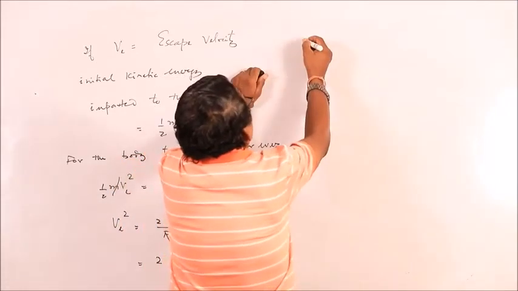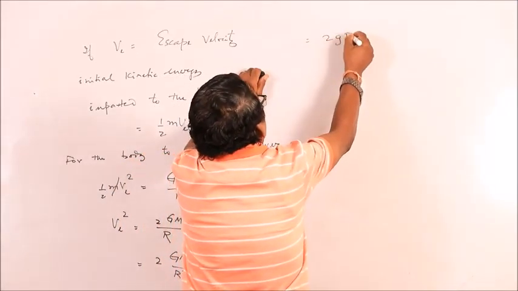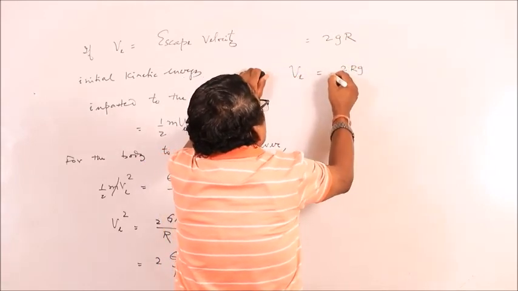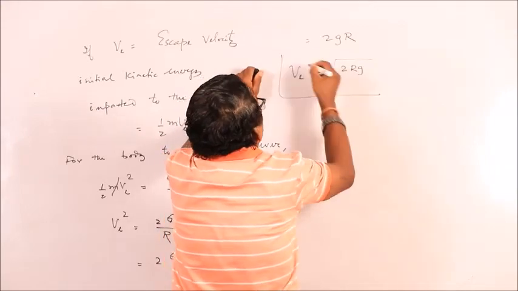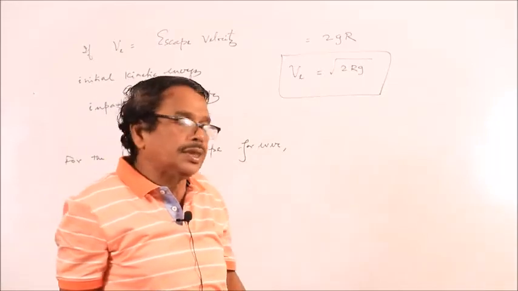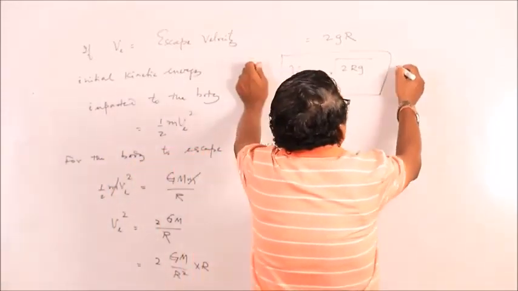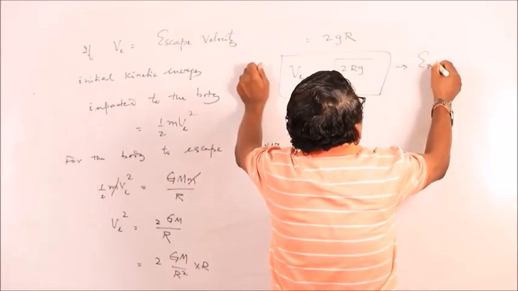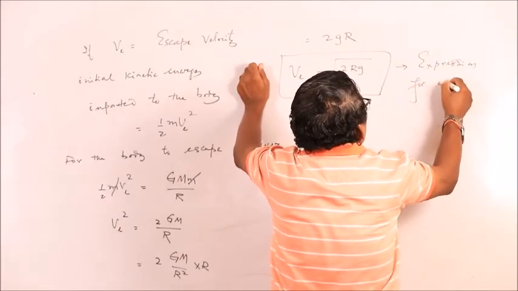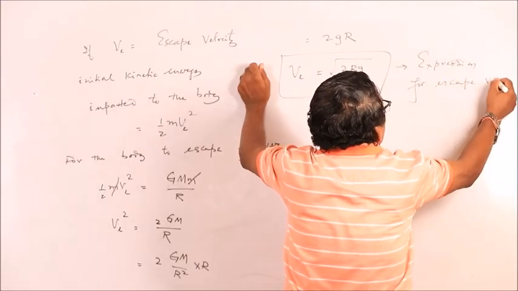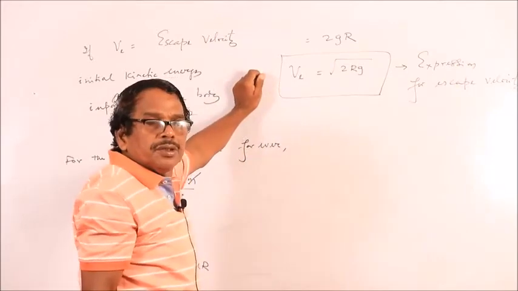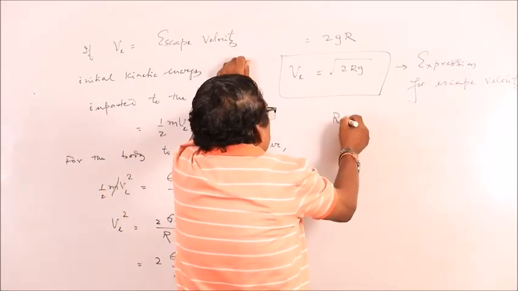This is equal to how much? 2gR, or V is equal to square root of 2Rg. V is equal to square root of 2Rg. This is the expression for what? The expression for escape velocity. Expression for escape velocity: square root of 2Rg.